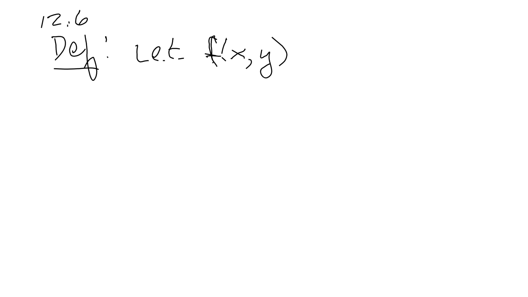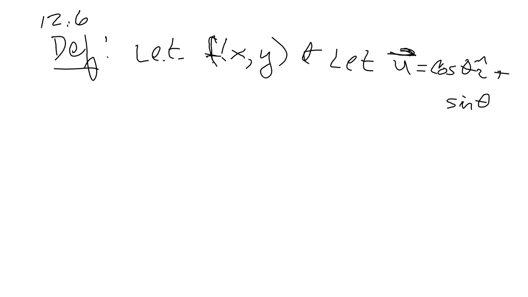So basically I just said let f be a function defined in terms of x and y, and we're going to let u be a directional vector, u vector. It's going to be given by cosine theta i plus sine theta j. Basically it looks like that picture. So that is a unit vector in a particular direction. Once again, theta is a positive angle with the x-axis.